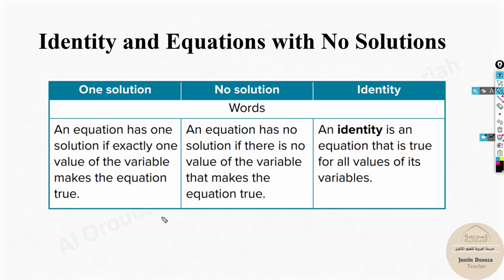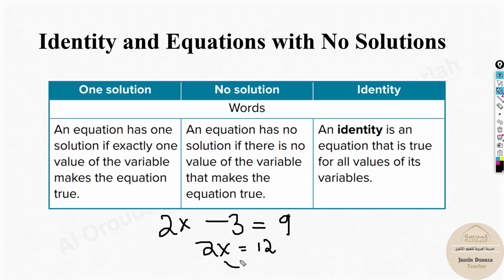For example, if I tell you 2x minus 3 equals 10. Now how do we solve it? Let me make it 9. Okay, so take this to the other side. It will be 2x equals 9 plus 3, that will be 12, x equals 6. You have a solution. Yes, correct.